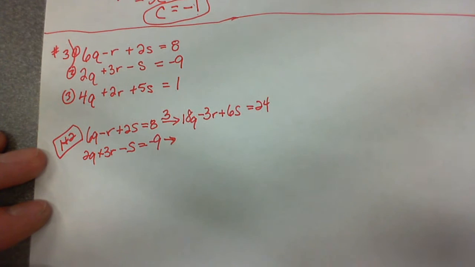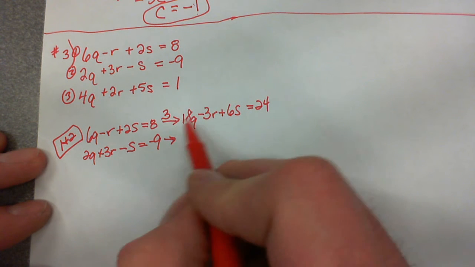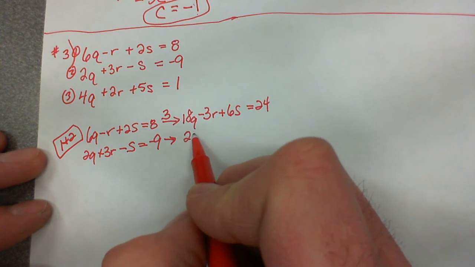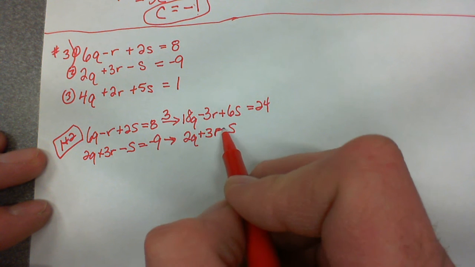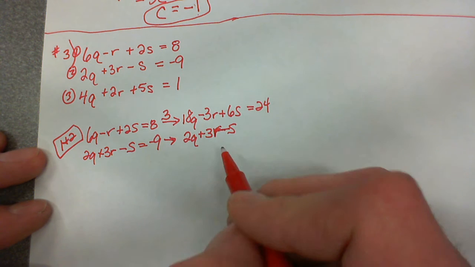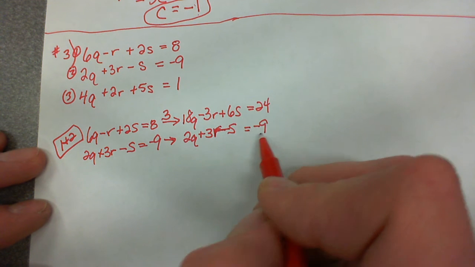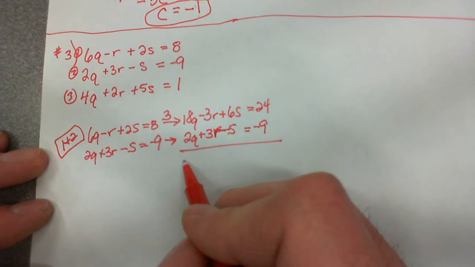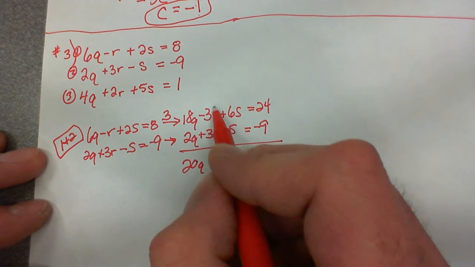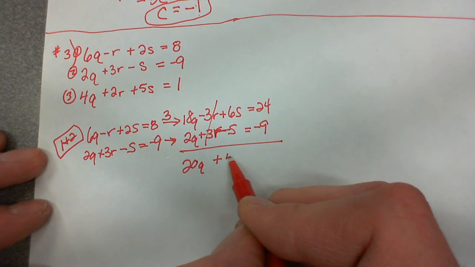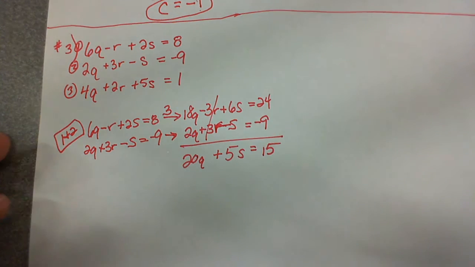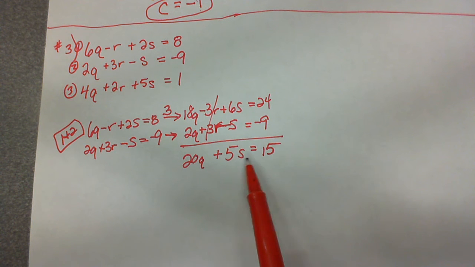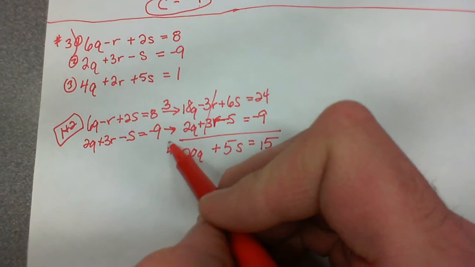This equation here, I'm not going to multiply through anything because the r's are already going to cancel. This is 2q plus 3r minus s. Oops, this is r minus s. This is an r minus s equals negative 9. Okay, so if we add together, you get 20q, r's cancel, plus 5s equals 15. Okay? And you might notice 5's and s's can look a lot alike, so be careful there. So this is going to be equation number 4.